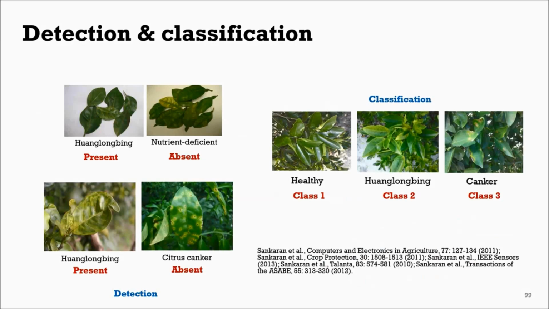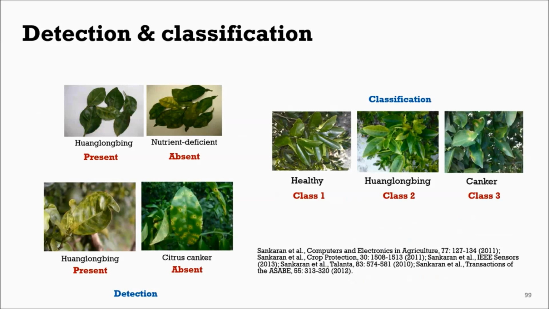So when you talk about detection, I'm just interested whether the disease is present or absent. Okay, so it's present. It's Huanglongbing, a citrus greening disease. And it's present or absent. It can be a nutrient deficiency that looks very similar to Huanglongbing. It's present or absent. If it's healthy, ideally, if the machine learning algorithm is working properly, it's still absent. So there are only two categories, present or absent, when we talk about detection.